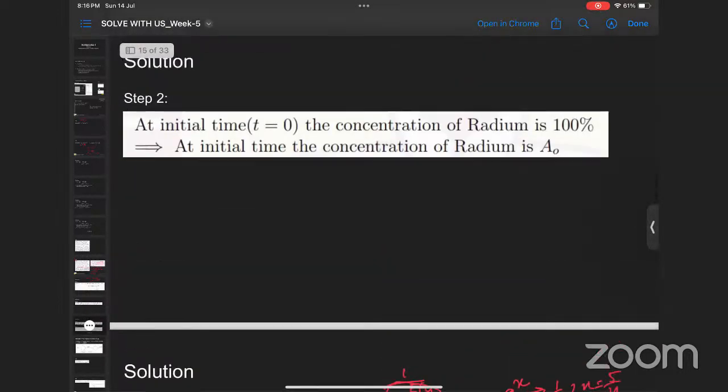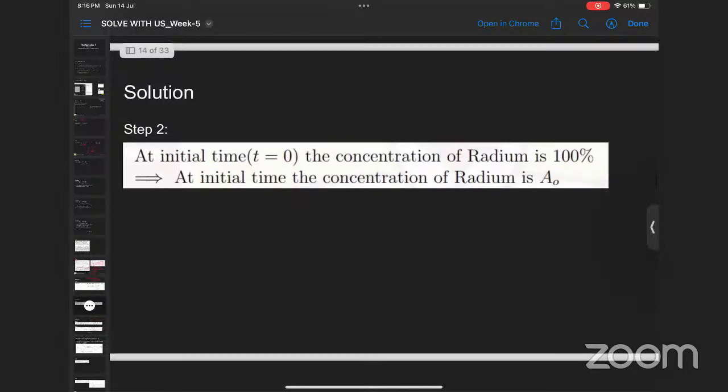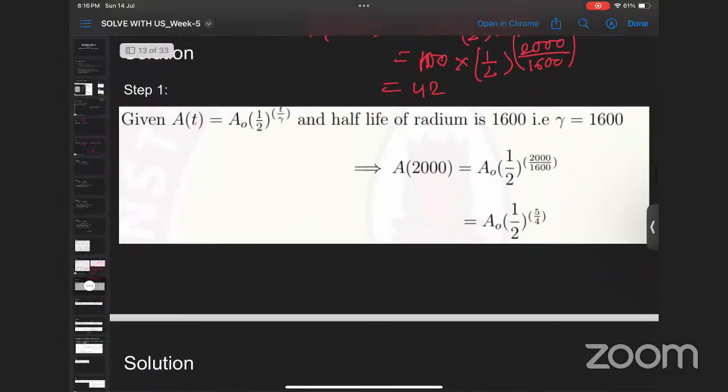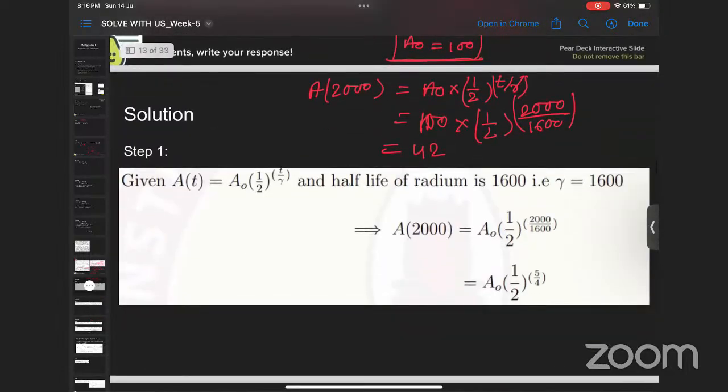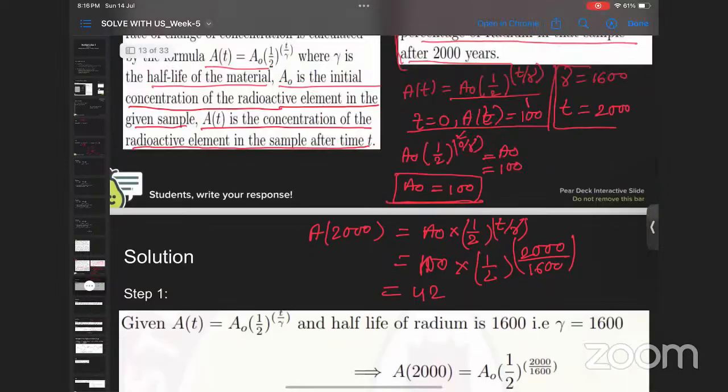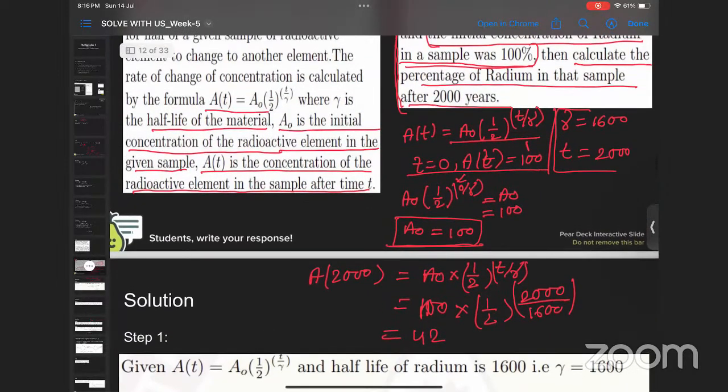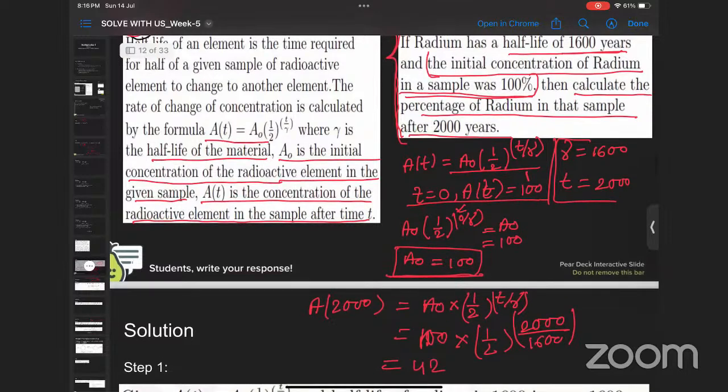Question 2, ma'am. Can you again explain this, ma'am? Which one? This question. Yes, ma'am. So what is your doubt here? What is your doubt here? I don't get it. Please, can you explain again?